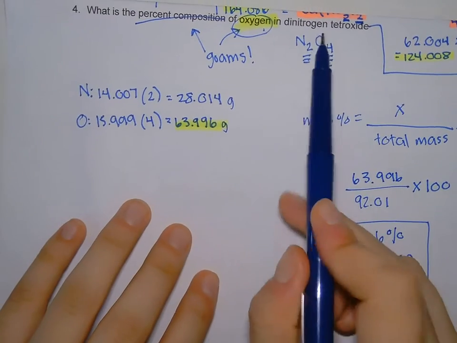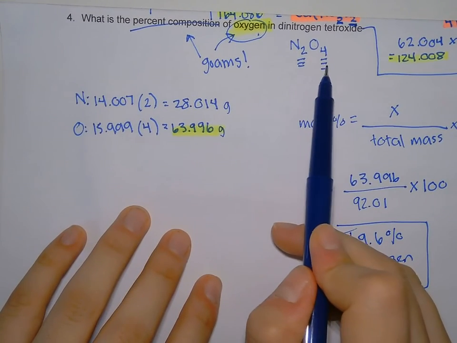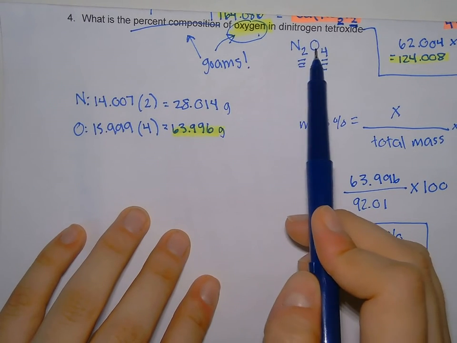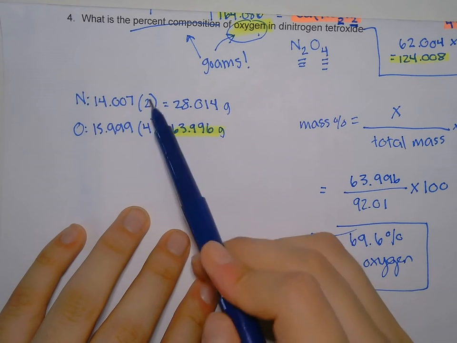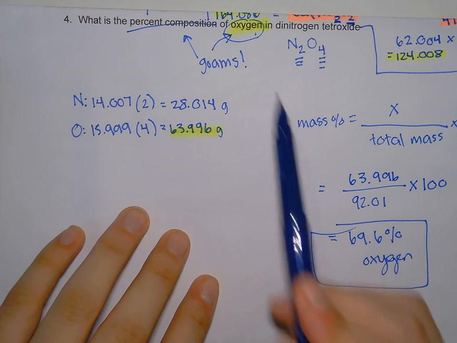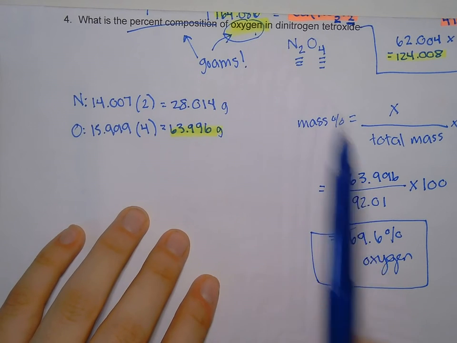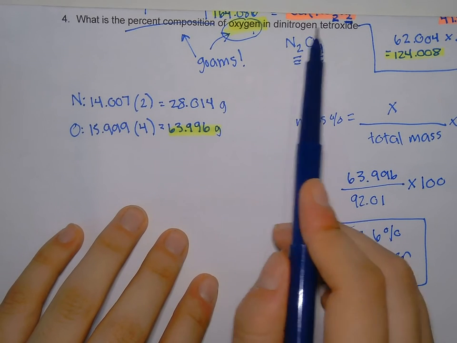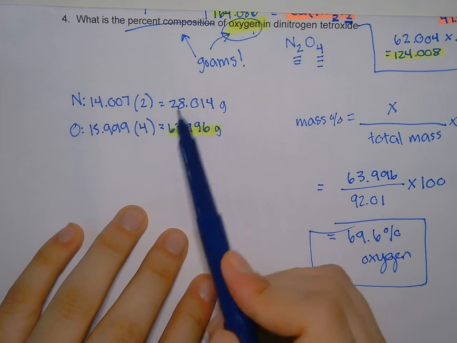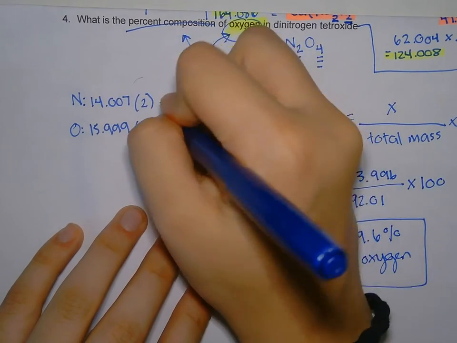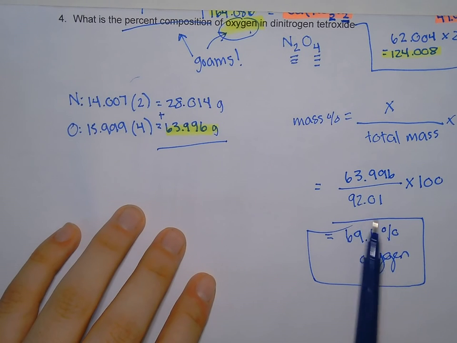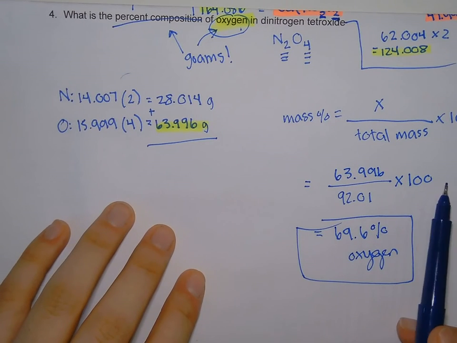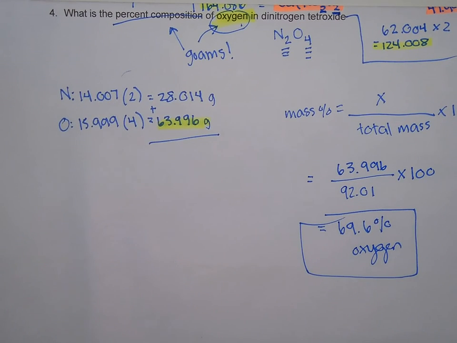So within dinitrogen tetroxide, N2O4, I found each mass made up by each element of my compound. Remember subscripts, because you have to multiply those to get the appropriate mass. If they ask for oxygen percent composition, I need to find the oxygen mass divided by the total mass of my whole compound, which is what I did here. I added these two numbers to get 92.01. So whatever I'm trying to find the composition of, divided by the total mass, times 100, and that is equal to my percent composition of oxygen.